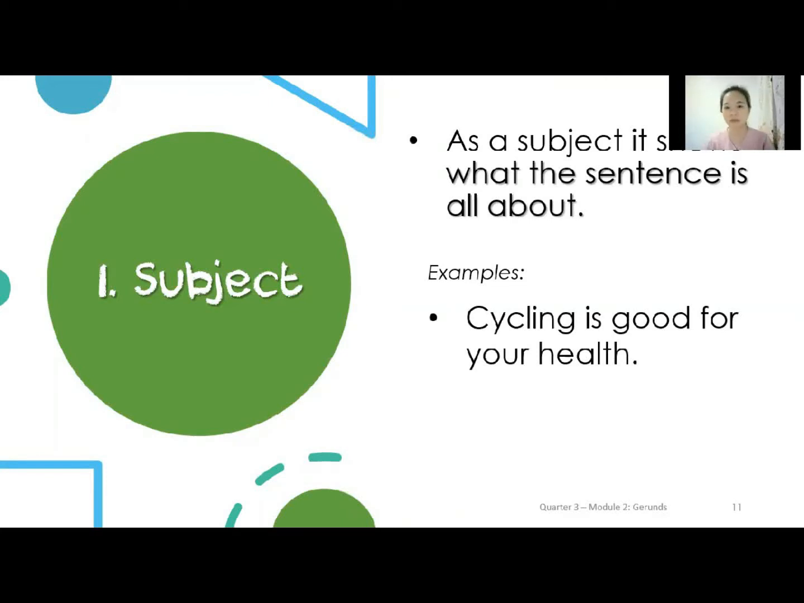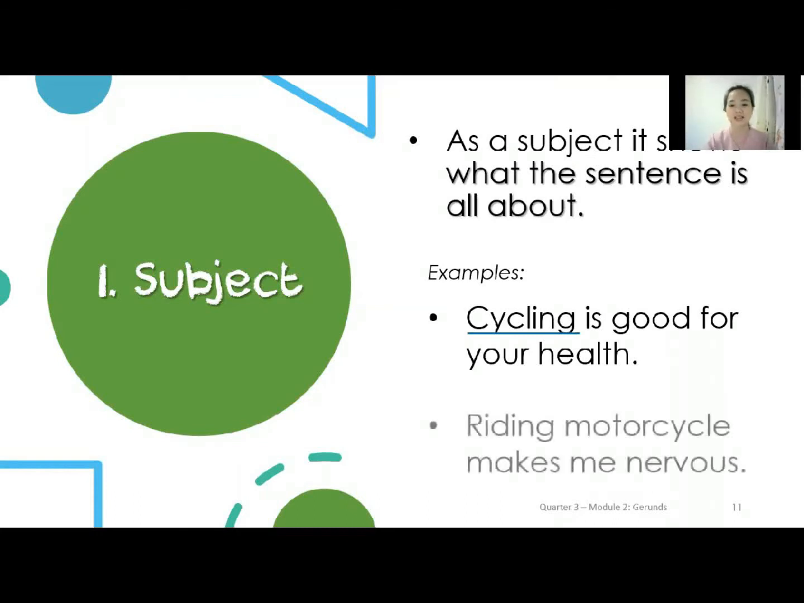Since we're going to talk about what the sentence is all about, in here, what is the sentence all about? Correct. It is all about cycling. Since cycling is the gerund and it answers the question what the sentence is all about, in this sentence, cycling is functioning as a subject. Okay? So how about in the second sentence?